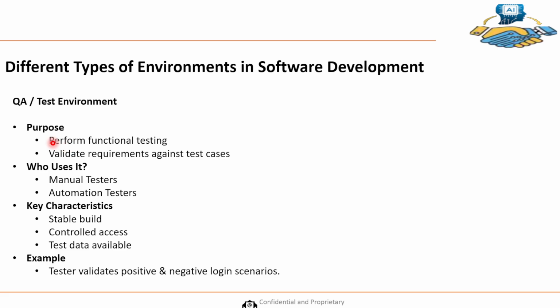Once SIT is passed, the next is the QA or test environment. The basic purpose of the QA and test environment is to perform functional verification. It validates the requirements against the test cases. Mostly manual testers and automation testers use the QA environment. This is a stable build, or stable environment, compared to the dev environment and the staging environment. It's a controlled environment and test data is available. Here testers perform positive and negative flows.